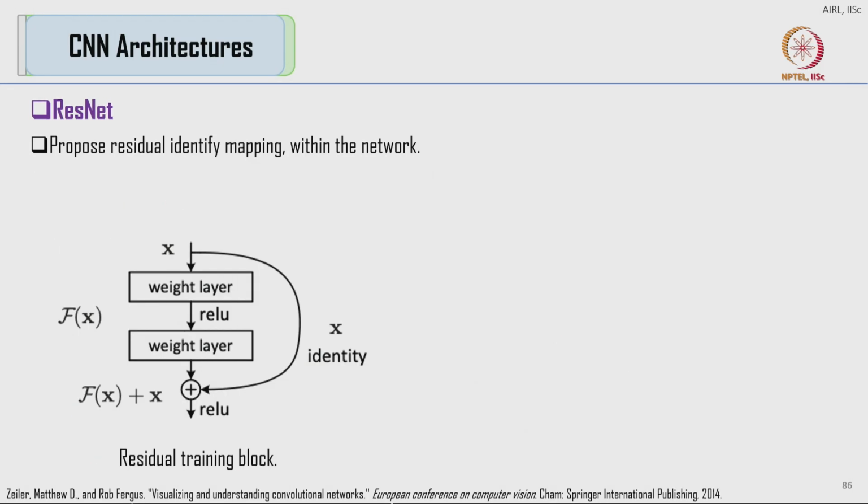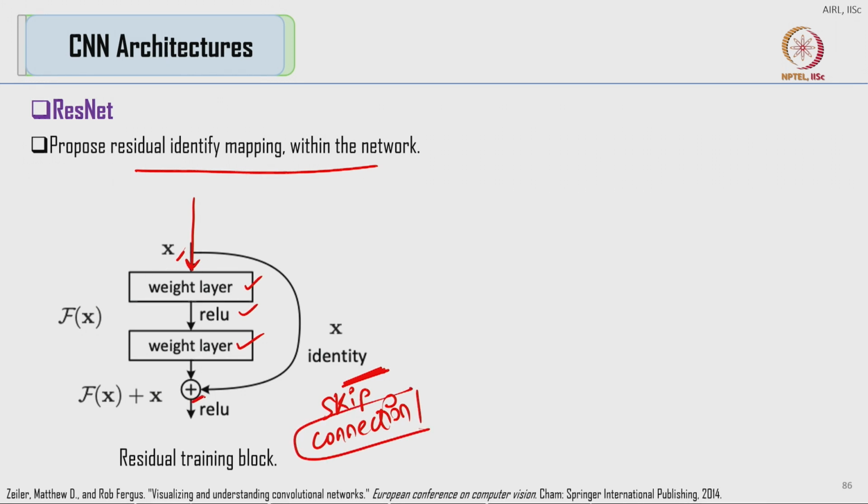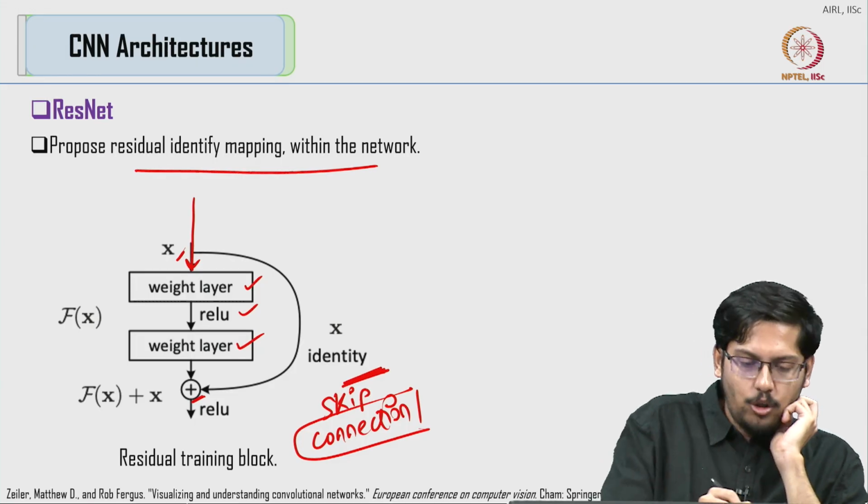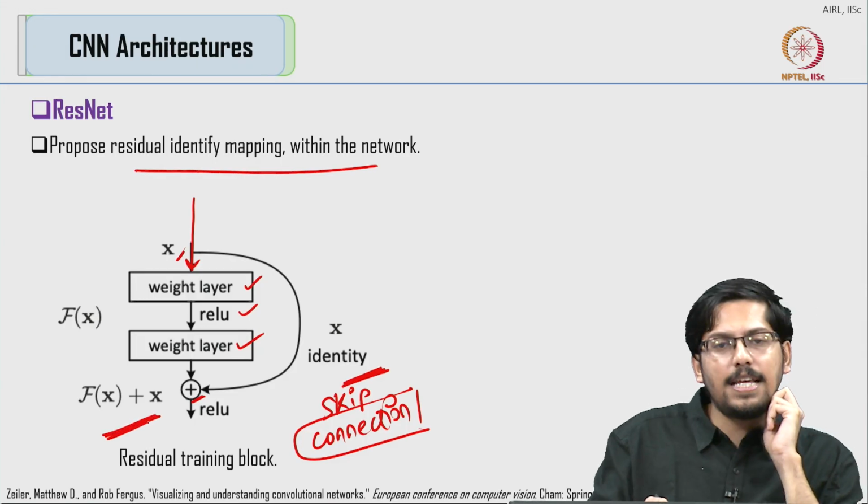Now what ResNet did was it proposed a residual identity mapping within the network. So let's assume that we are focusing on X, which is a feature map, and it would pass through this particular layer, which is, let's assume, a convolutional layer, pass through ReLU, and again the weight layer, which is a convolutional layer. Now an additional skip connection, right, this is the skip connection, which is X, is used and added to the main branch itself.